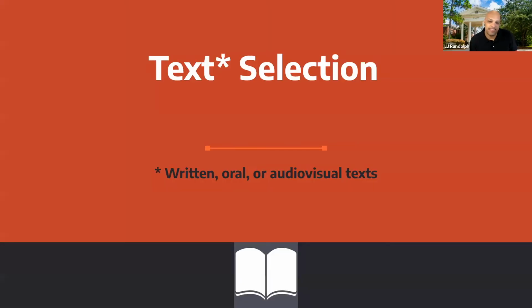With regard to text selection, when I talk about text, I use text in the pedagogical sense. So it can be written, oral, or audiovisual. It's not just words, it can be images even. So anything can be a text, a film, a commercial, a song. It doesn't have to be a poem or a short story or book or something like that.